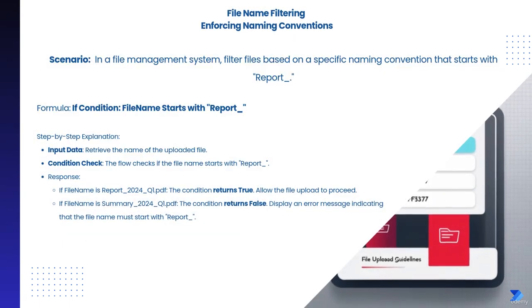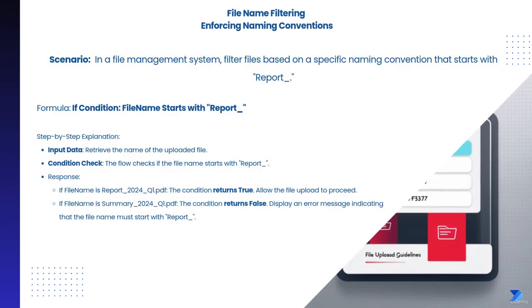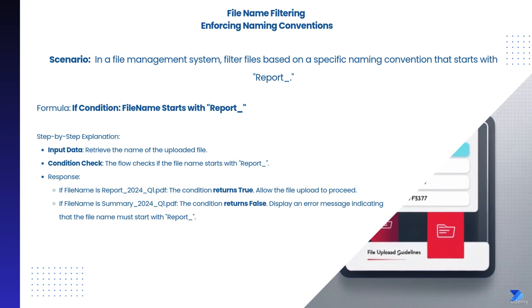Example 3. File name filtering. Scenario. In a file management system, you want to filter files based on a specific naming convention that starts with report_. The flow checks if the uploaded file name starts with this prefix. Formula. If condition. File name starts with report_.